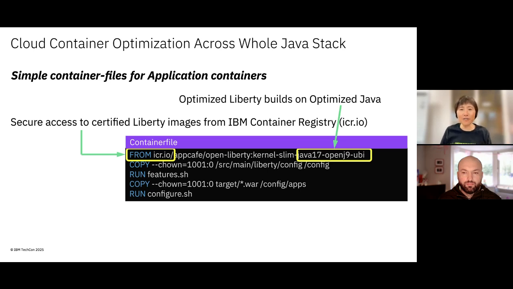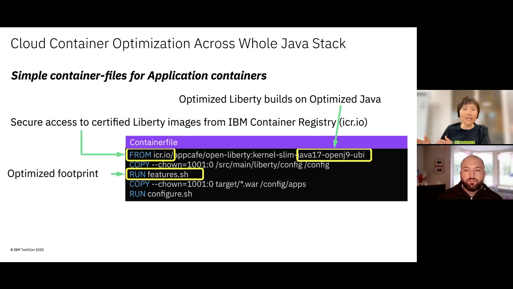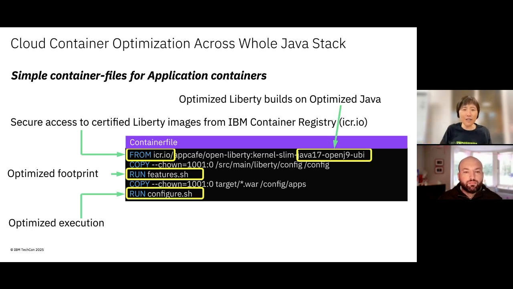You use the kernel image name and start from a very small base image, and then you can add the features you need, just enough features for you. Then you add configure.sh, which creates some cache for you. So this is optimized execution. Next, please.